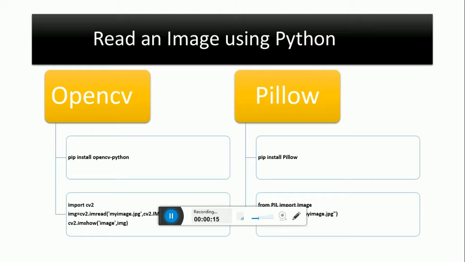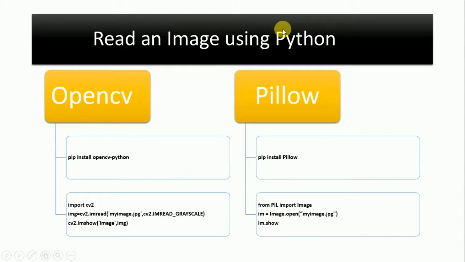So let's get started. These are the instructions for how we install each module. We need to run pip install opencv-python and then pip install Pillow. And these are the syntax we use to read an image.